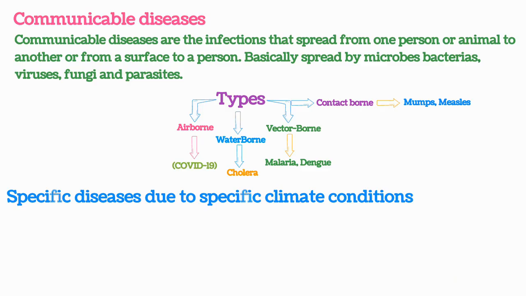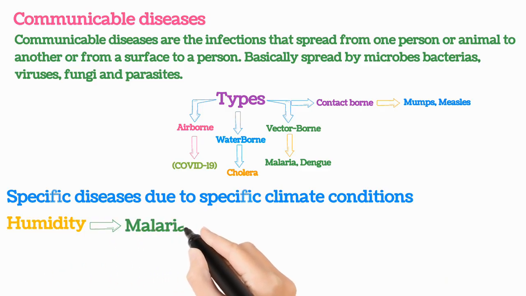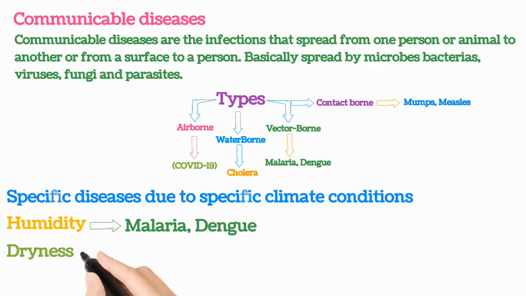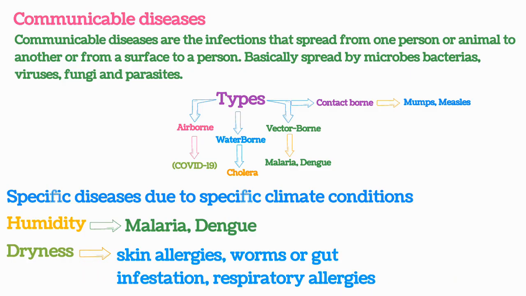So, if we talk about some specific diseases due to specific climate conditions, humid conditions favor malaria and dengue. Similarly, dry conditions favor skin allergies, worms or gut infestation, and respiratory allergies.